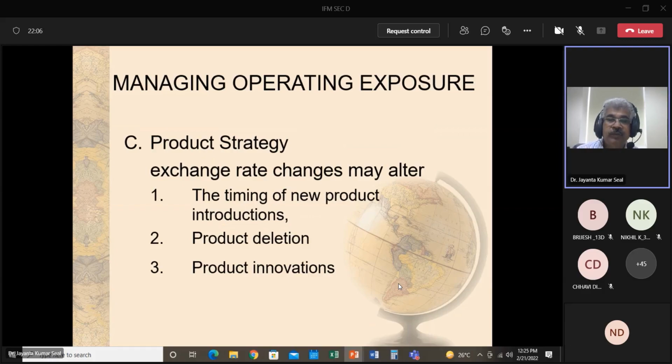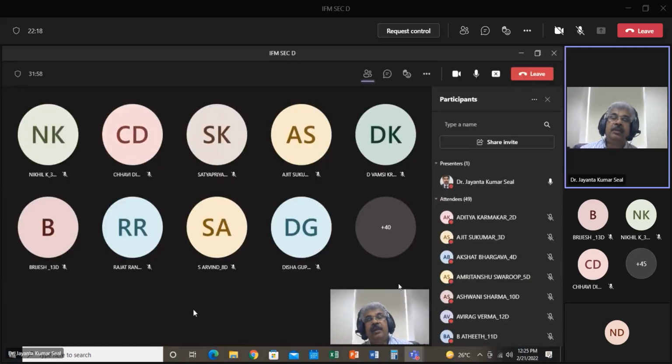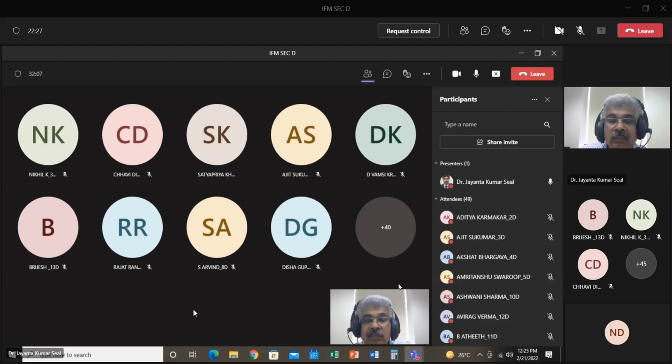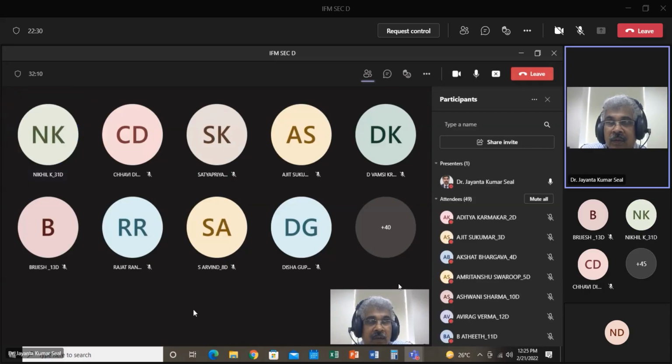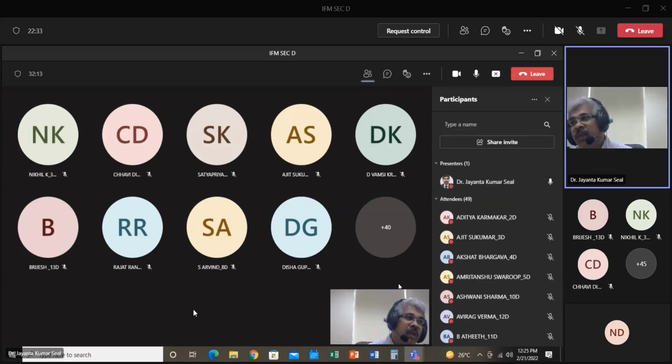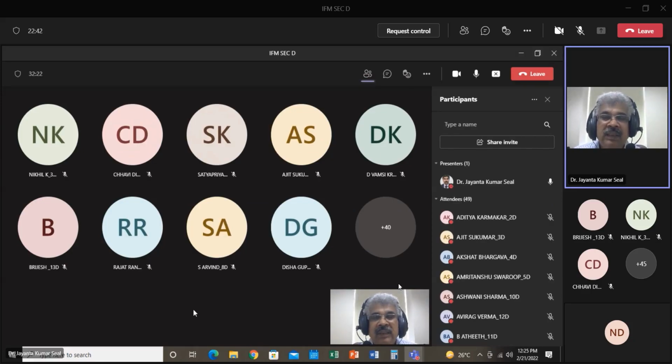Product strategy. If you launch a new product, when are you launching the product? Suppose you are launching the product at a bad time. Have you read in the newspaper that LIC, Life Insurance Corporation of India, is coming up with an IPO? Yes, sir. A lot of people are giving different views. Because it's a mega IPO, probably the largest IPO India has ever made. The valuation of the company is quite high, 8 trillion rupees. So one of the largest IPOs.